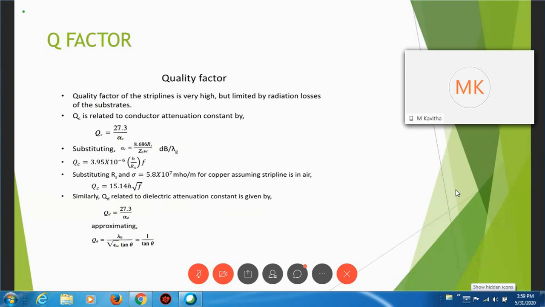We can use a double layer or multi-layer configuration to reduce the loss that occurs in the microstrips, to improve the gain, and also to enhance the bandwidth. So we can use other configurations of microstrip lines to reduce the loss. So that's all about the discussion of the loss in microstrip lines.